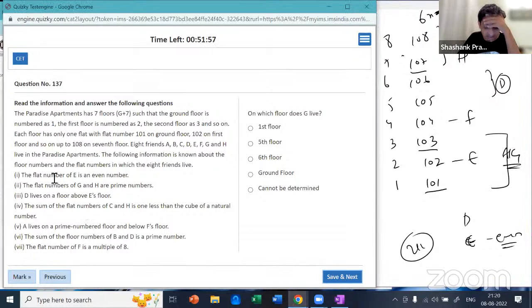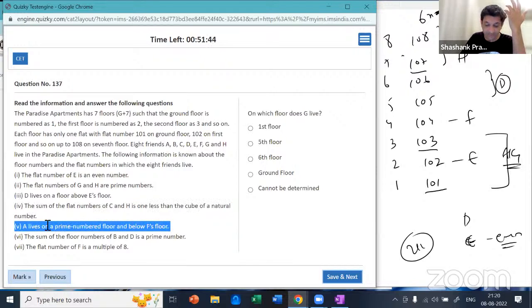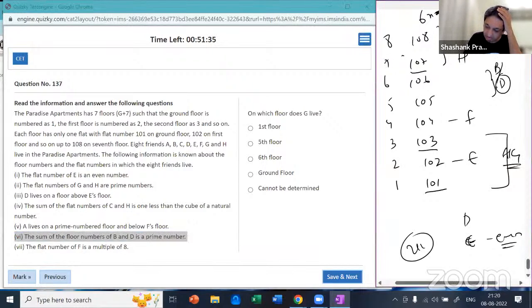Okay, let's see. E is an even number. We have taken that into consideration. There is only one place. G and H are prime numbers. Again, we know D is above E, taken care of. C and H is 1 less than 215. A is a prime number and below F's floor, again taken care of. B and D is a prime number. So 106, 105 are B and D.